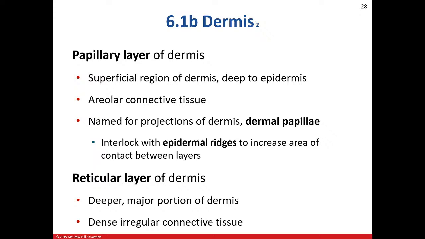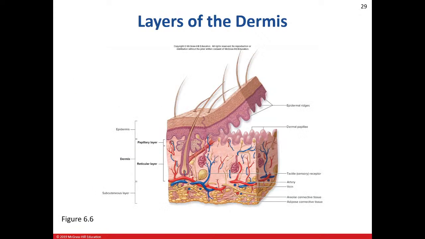So they interlock with the epidermal ridges to increase the area of contact between the layers. And this is important because the epidermis is avascular, whereas the dermis is vascular. And so all of the nutrients received by the epidermis have to diffuse through the dermis first. All right, so the reticular layer of the dermis is deep to the papillary layer, and it is the largest portion of the dermis, makes up most of it. And it's composed of dense irregular connective tissue.